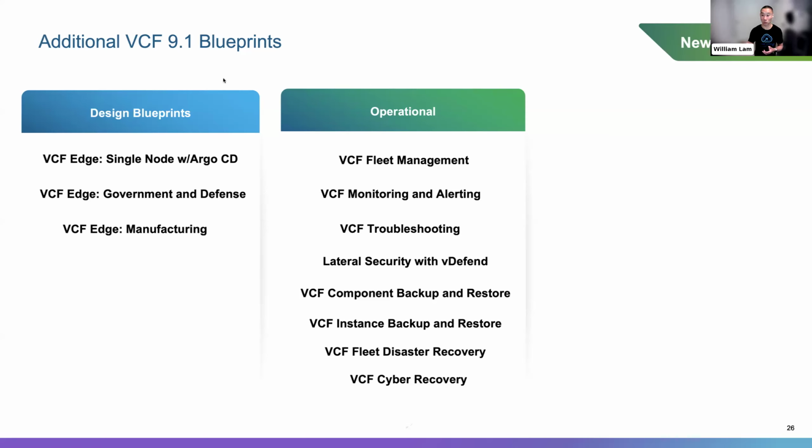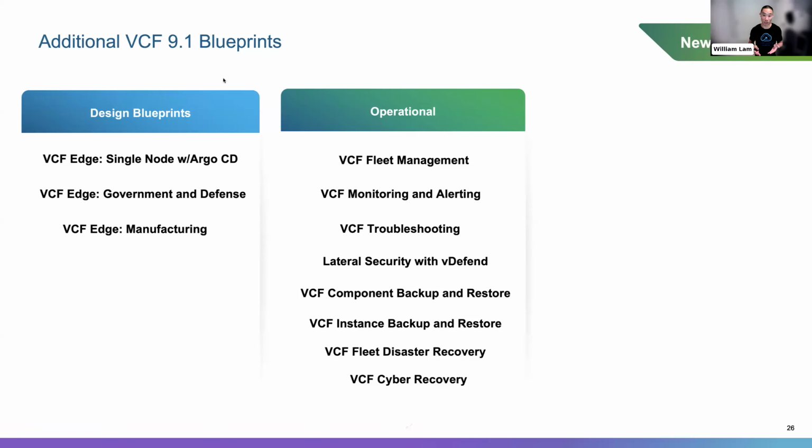And how do you start to troubleshoot your particular workloads? Perimeter security is no longer sufficient. We also have a blueprint focused on some of that lateral security with VDefend and ATP, and how that helps you protect your infrastructure. And then we have a whole set of data protection and data recovery blueprints where you can now get best practices, guidance, as well as some automated tooling that the team has built around component backup and restore, instance level backup and restore, and then obviously fleet disaster recovery, as well as cyber recovery.